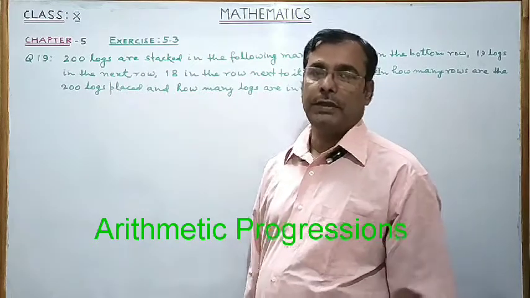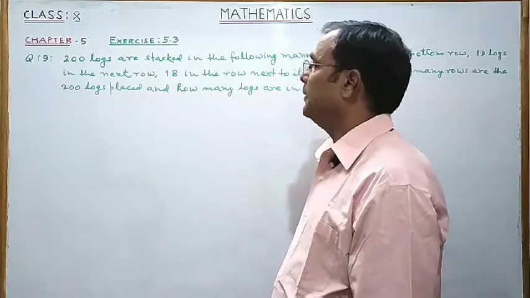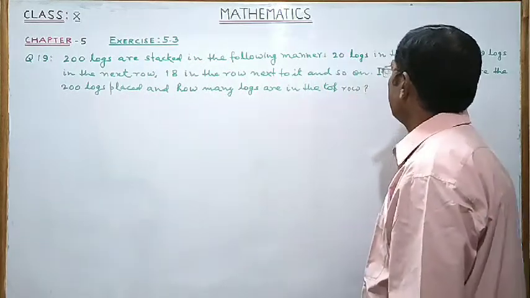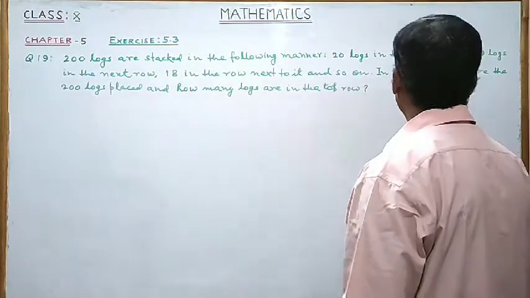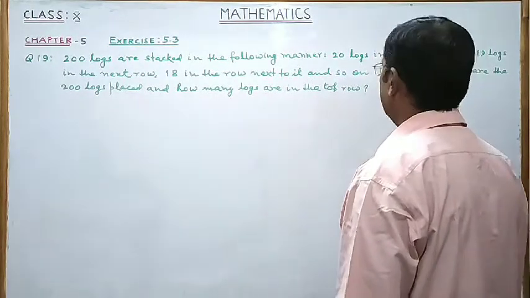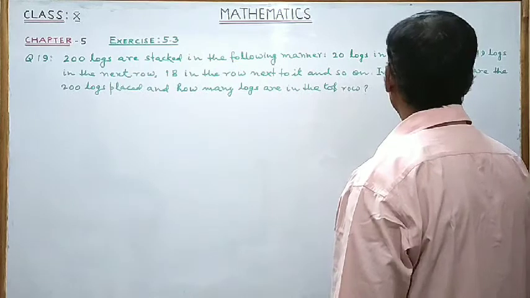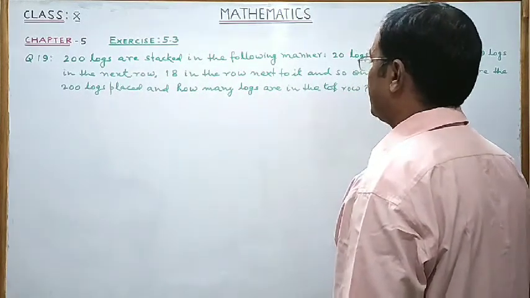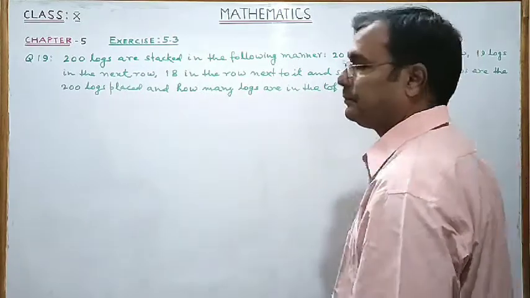Exercise 5.3. Now question number 19. 200 logs are stacked in the following manner. 20 logs in the bottom row, 19 logs in the next row, 18 in the row next to it, and so on. In how many rows are the 200 logs placed and how many logs are in the top row?